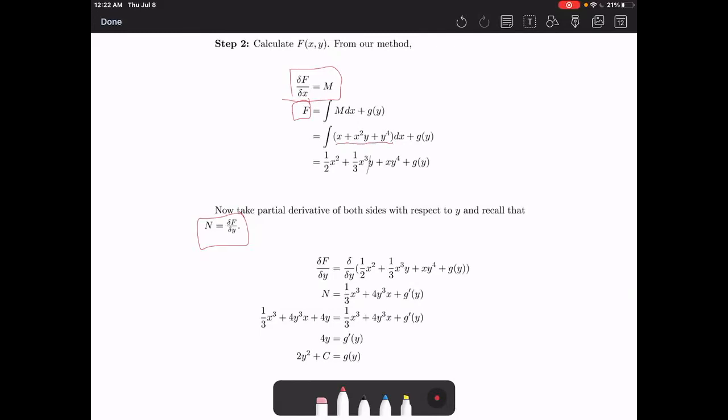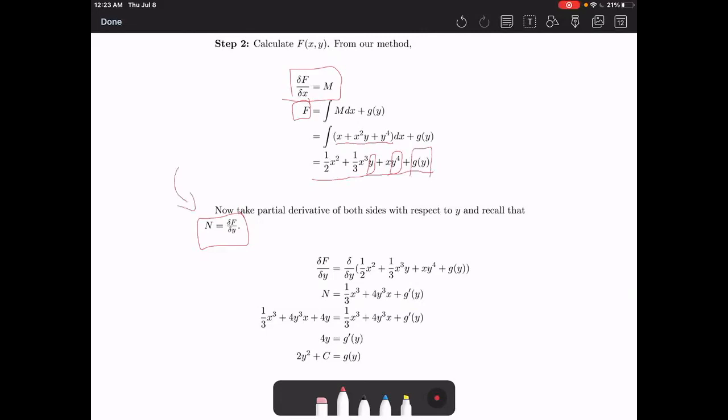So remember that the y terms are just mostly going to stay the same because they're just constants in this instance. It's the x's that we're integrating with respect to. So we get that this is what f is equal to. But there is a g of y there. So that's what we're going to need to determine. And that's why we're going to use this equation.